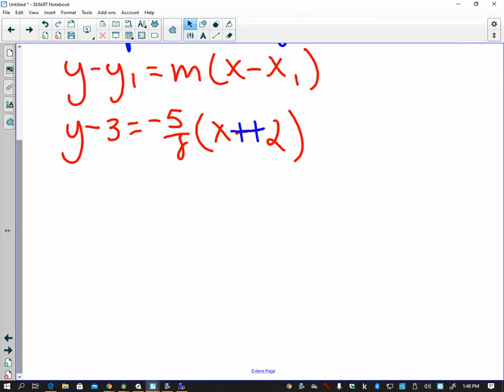Caden, what do you do with this at this point? Do the parentheses. So x plus 2. What does that simplify to? Oh, distribute. Okay, good. Distribute. Okay, go ahead. Tell me what to do.